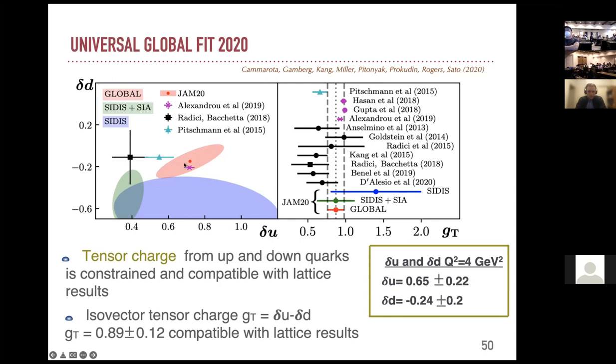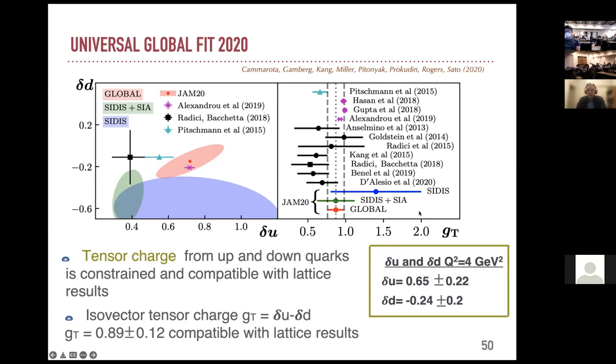So our central result is quite compatible with that. This point here is the result by Radici and Bacchetta, who extract transversity in the dihadron channel. There, transversity is not coupling to the Collins fragmentation function, but to the so-called dihadron interference fragmentation function. So there seems to be a little bit of tension between our result and their result. Their result is also a global fit, including proton-proton. We intend to check their result and see what is the reason for this discrepancy.